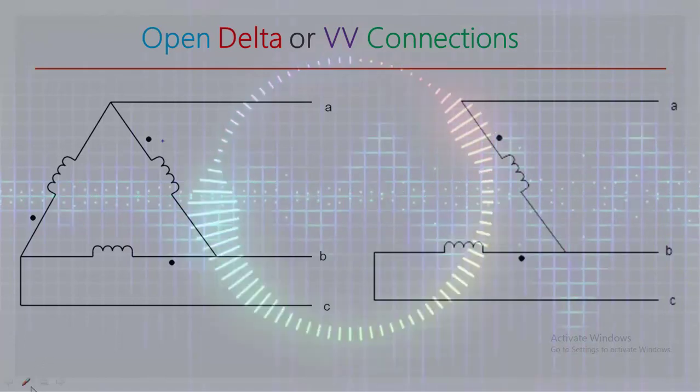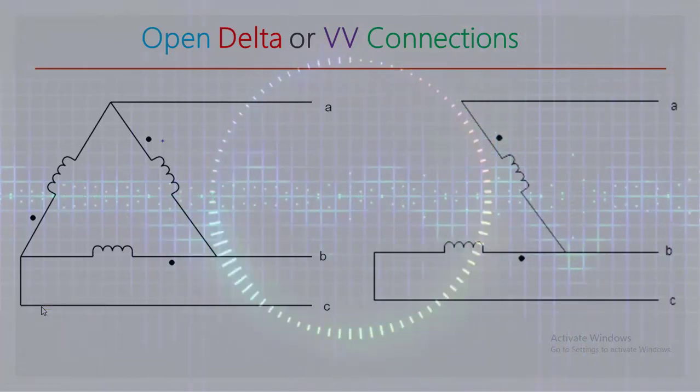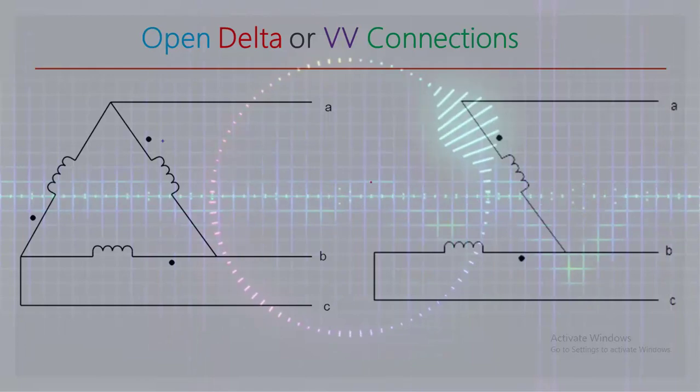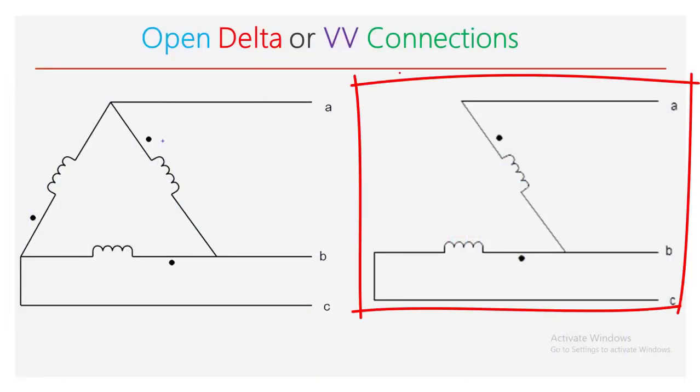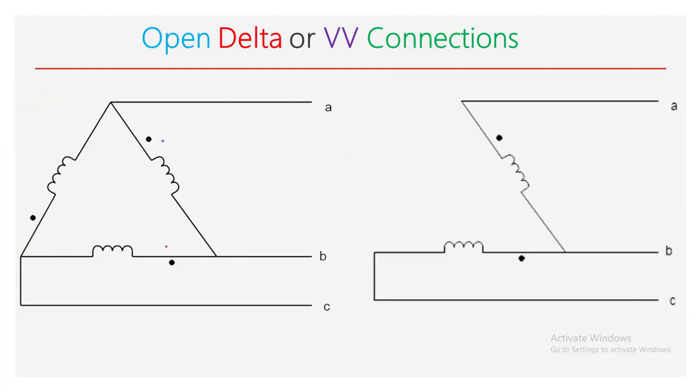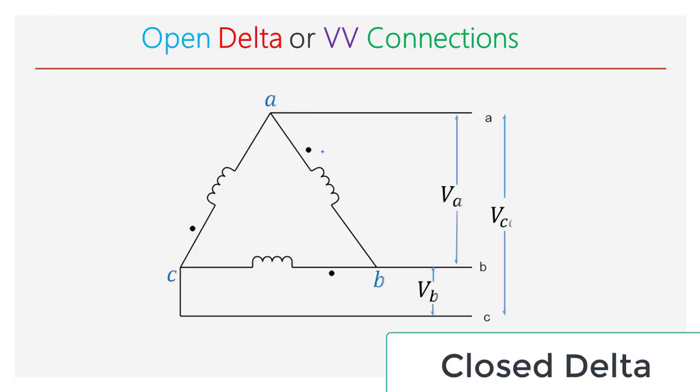In this video we will see what is open delta or VV connection. Figure 1 shows a closed delta and in figure 2 open delta is shown. As one of the phases or windings is removed, hence the name open delta. This is the closed delta.